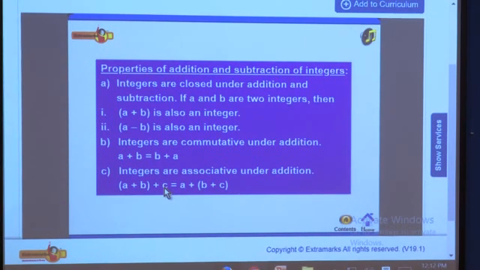Integers are closed under addition and subtraction. If a and b are 2 integers, then the result of a plus b is also an integer. Similarly, the result of a minus b is also an integer. Integers are commutative under addition. Integers are associative under addition.